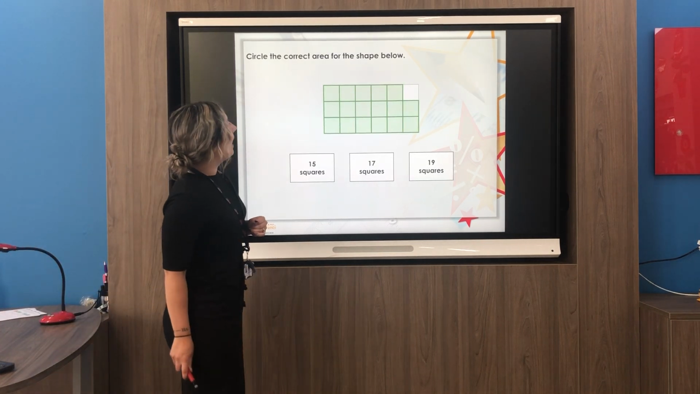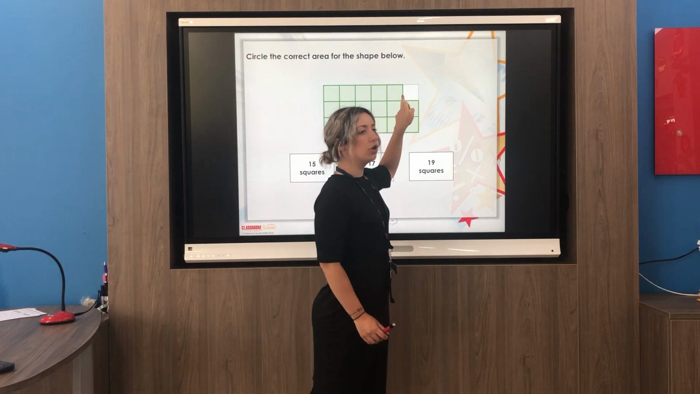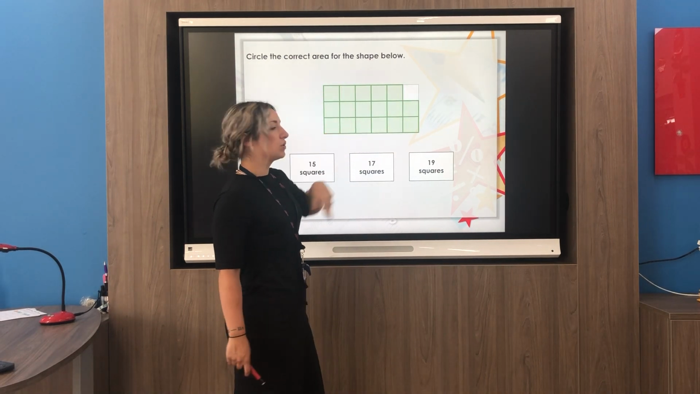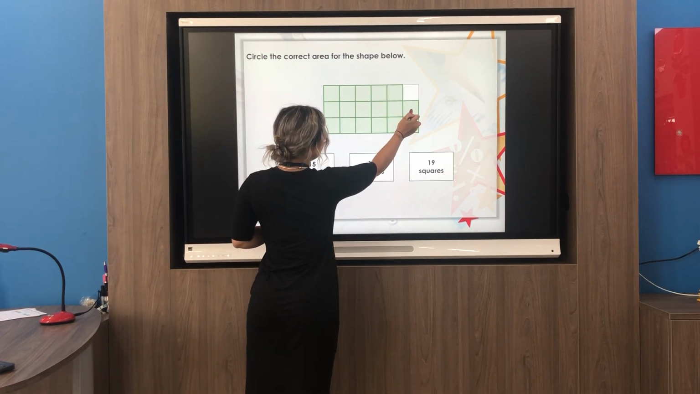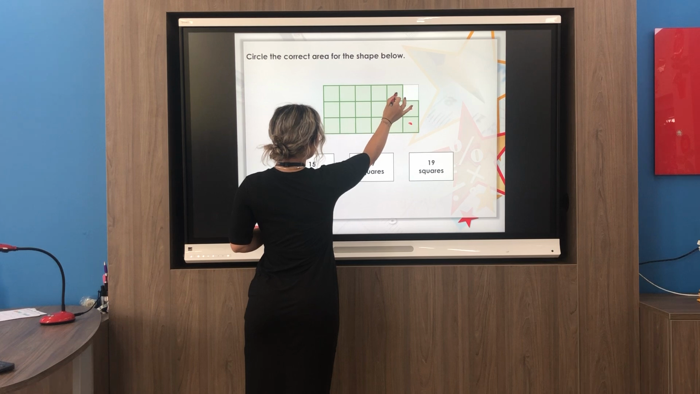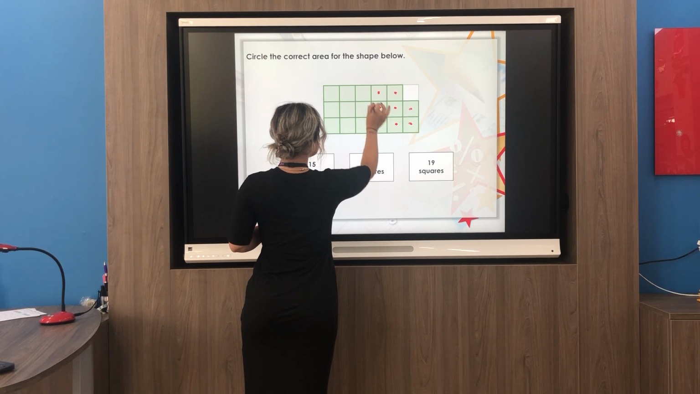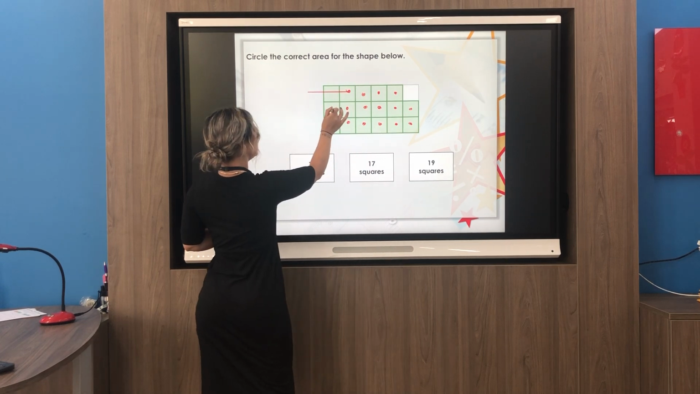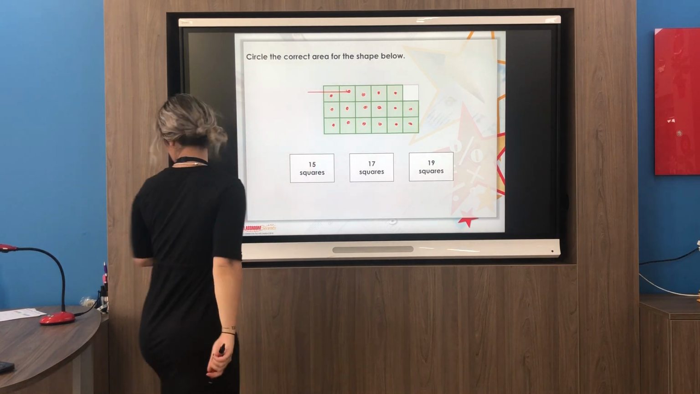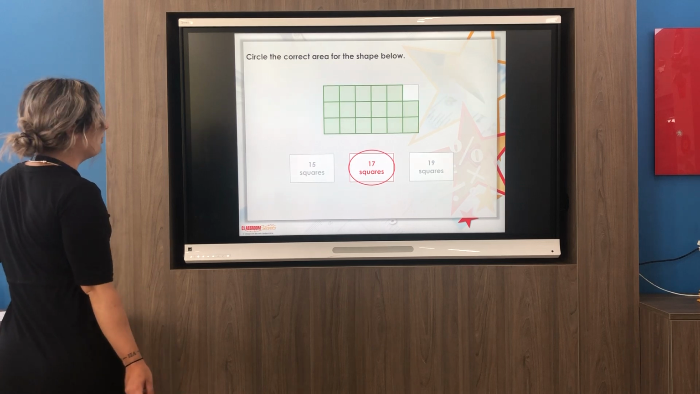Circle the area for the shape below. If you look at the shape, we're not going to be counting this square here because it's not part of the shape. It's the green squares that are the area of the shape. So we're going to mark it up like we have done before. Choose a starting point. 1, 2, 3, 4, 5, 6, 7, 8, 9, 10, 11, 12, 13, 14, 15, 16 and 17. So it should be 17 squares and that's the correct answer. So we're using the right method.